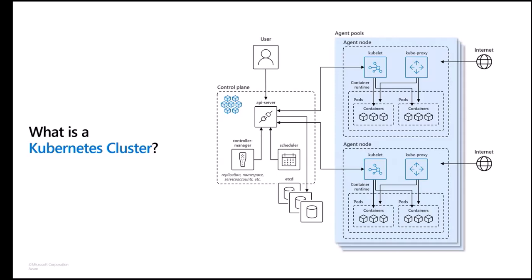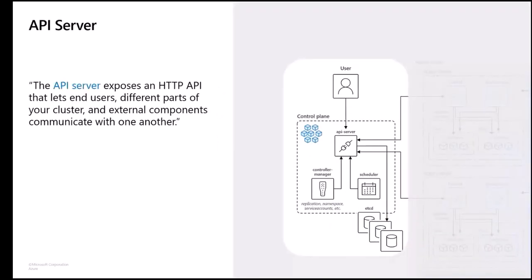And there's this little component. Whenever we draw Kubernetes, we always draw it as this really small box in the middle that we call the API server. But actually, it's the most fundamental part of the cluster. It's the front door into the Kubernetes cluster. Whether we are talking to the cluster or the components inside the cluster are talking to one another, everything goes through the API server. The documentation says it lets users, different parts of your cluster, and external components communicate with one another.